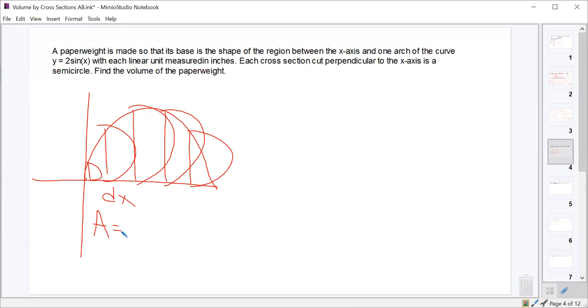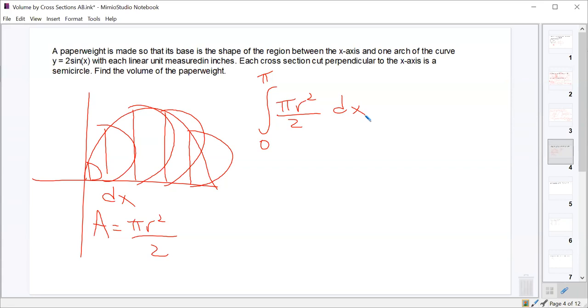Pi r squared over 2. 1/2 pi r squared. All right. Can I integrate from 0 to, where are we going to? Looks like it's pi again, right? Pi is where this will hit the x-axis. So can we do 0 to pi of pi r squared over 2 dx? Can I integrate pi r squared over 2 dx?